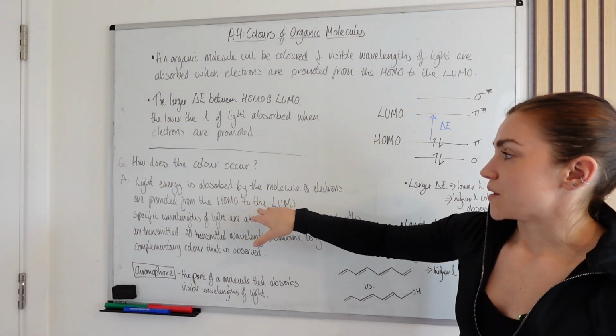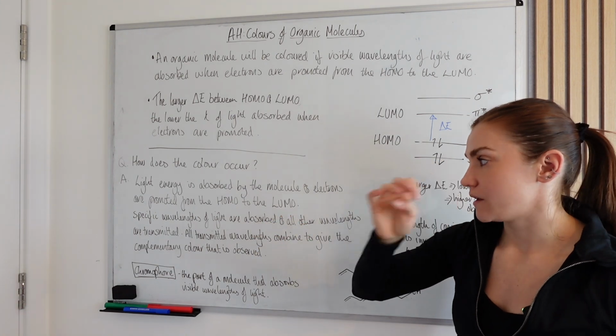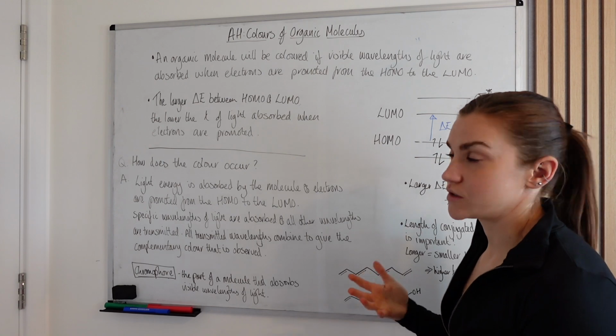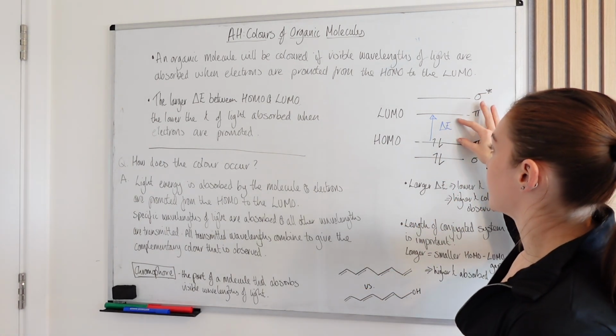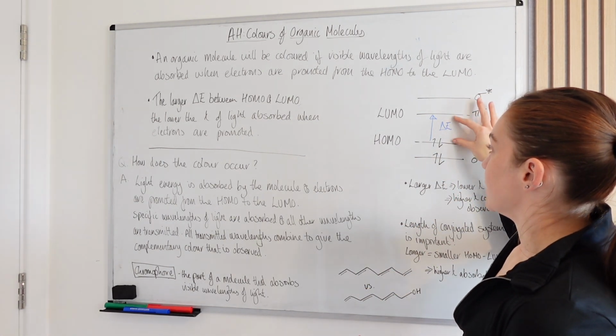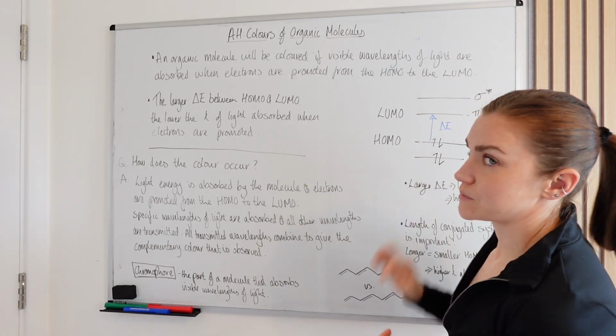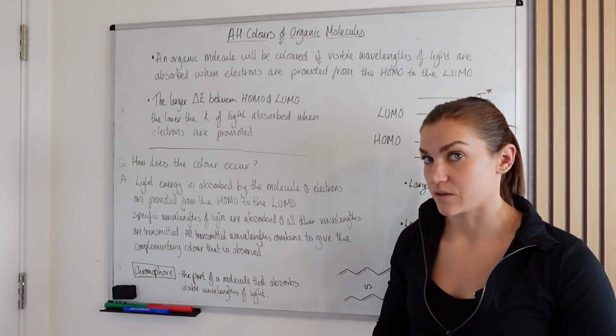So when those electrons get promoted from the HOMO to the LUMO, specific wavelengths of light are absorbed in order to undertake that promotion. Like we've talked about already, if that energy gap is high, it'll be a low wavelength of light that's absorbed. If the energy gap is low, then it's a higher wavelength that's absorbed.